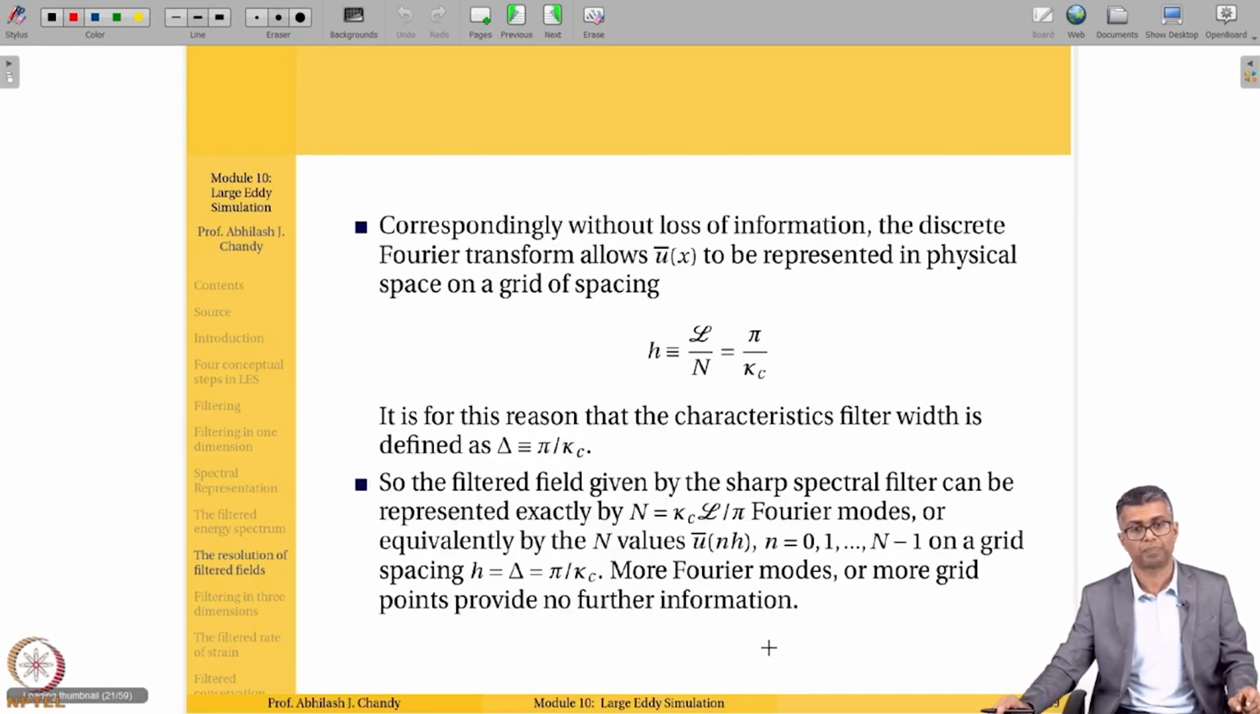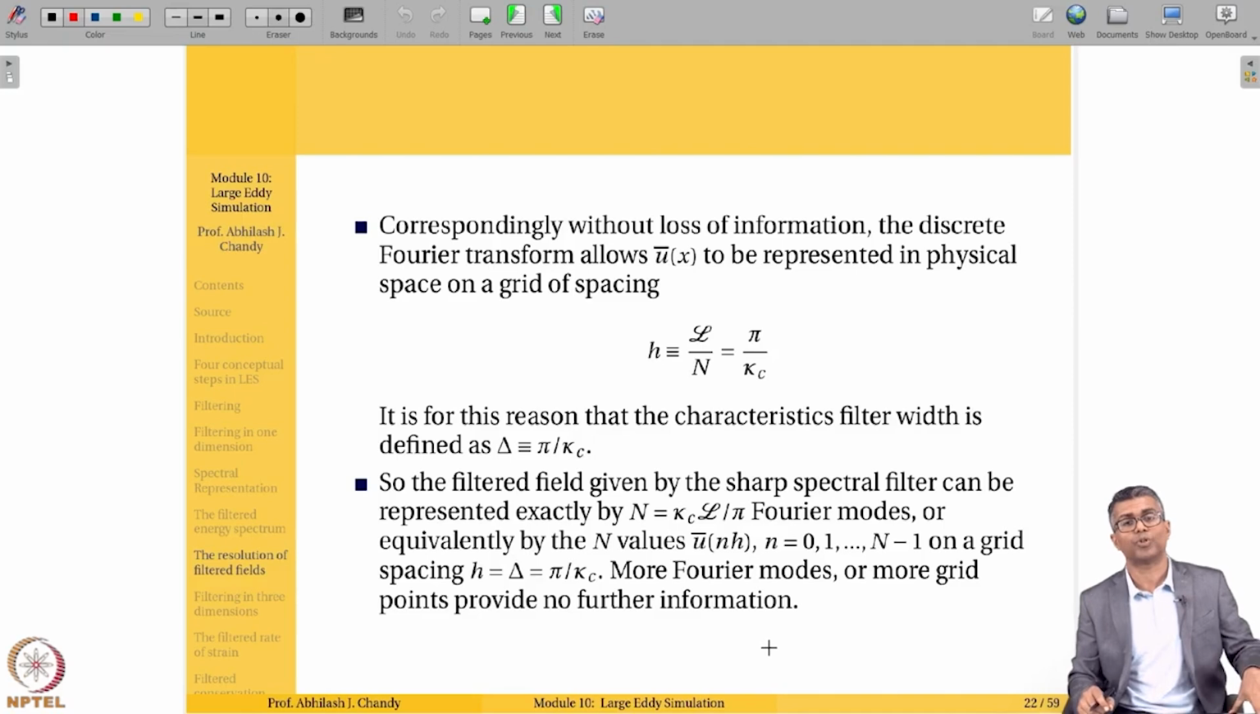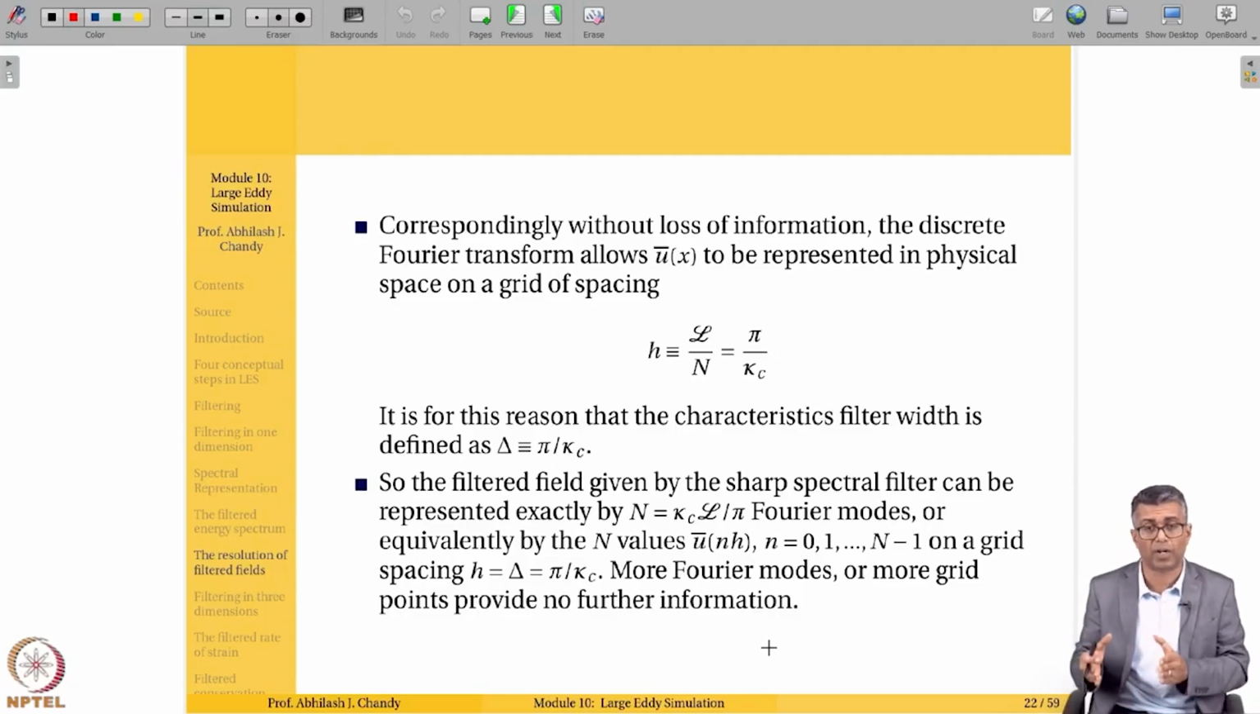Okay. So now you have a resolved field, actually a filtered field, on this grid that has a maximum number of grid points of N. So N max is gone, kappa max is gone. You now have N. You have kappa c. Those are your number of grid points and cutoff wave number respectively.